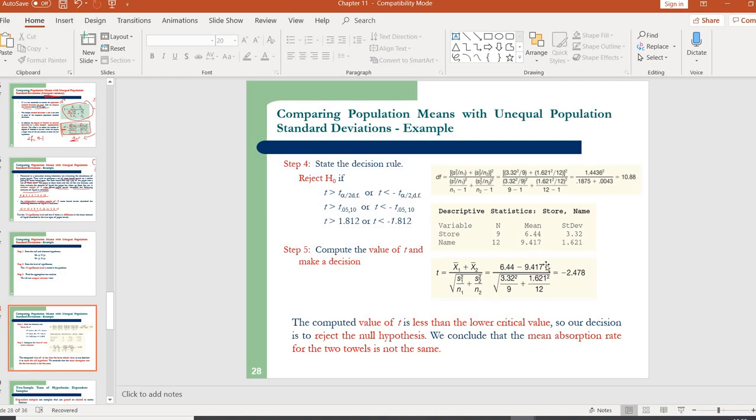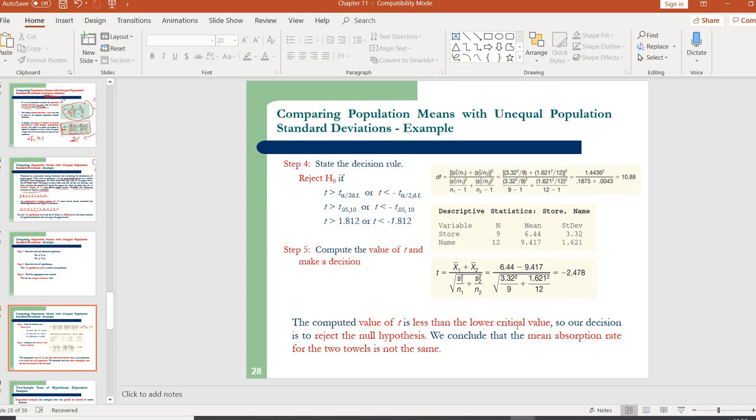Okay, we divide by the square root of the standard deviation of sample 1 squared, which is 3.32 squared, divided by n1, which is 9, plus the standard deviation of sample 2 squared, which is 1.621 squared, divided by n2, which is 12, and we get a test statistic of minus 2.478. Simple. Now, since we know the calculated statistic, we need to compute the t critical value from the table of the student distribution.